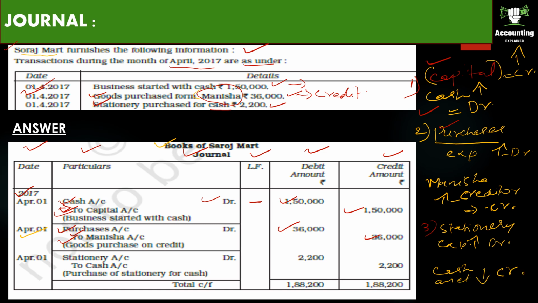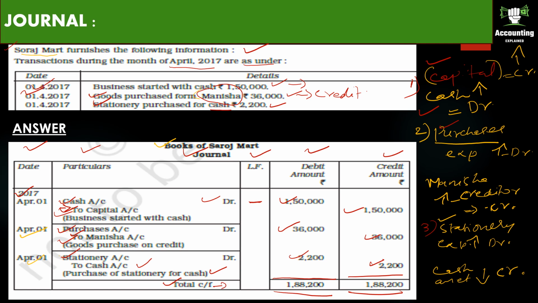Credit. Okay, so the entry is stationery account, same date, 1/4/2017, stationery account debit 2,200 to cash account. On the credit side 2,200. Narration is purchase of stationery for cash. You have come to the end of the page. When you come to the end of the page, you have to total the debit amount and credit amount, and write here as total CF. CF means carry forward.